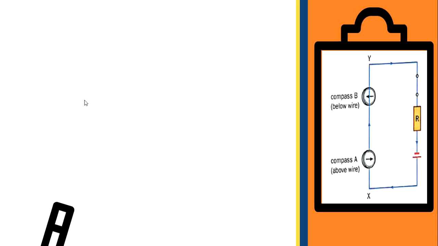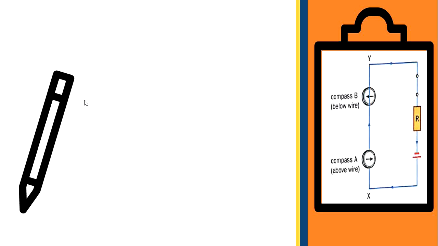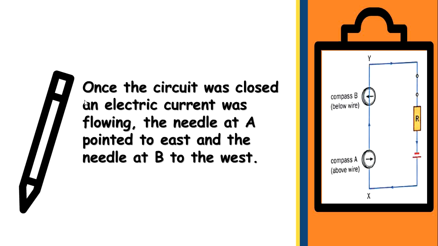When the circuit was closed, an electric current flowed in the circuit. Then the needle at A pointed to the east and the needle at B to the west. See this circuit, here the circuit was closed. So the current was flowing in the circuit.